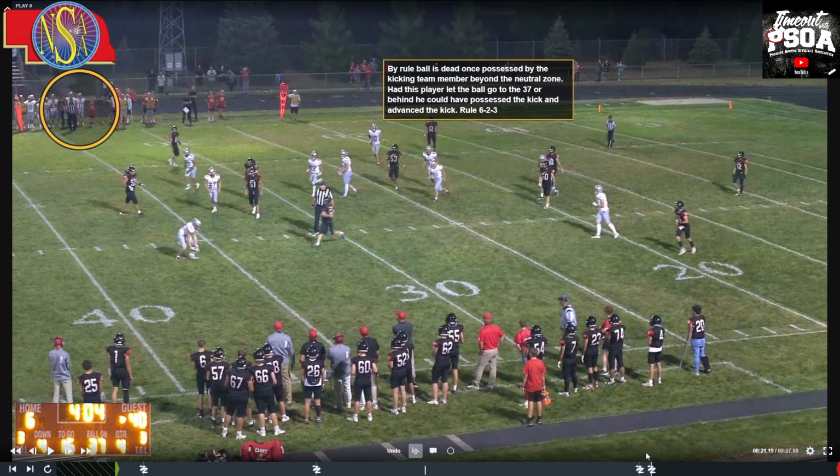We have the head linesman. That's why you stay at the line of scrimmage. You are going to have to rule where this ball was possessed and/or touched for first touching. We correctly rule this as dead at the 36-yard line. But we need to be aware, if it was possessed at the 37, 38, we cannot blow the whistle, as that player now could advance that kick because it was possessed inside or behind the neutral zone.